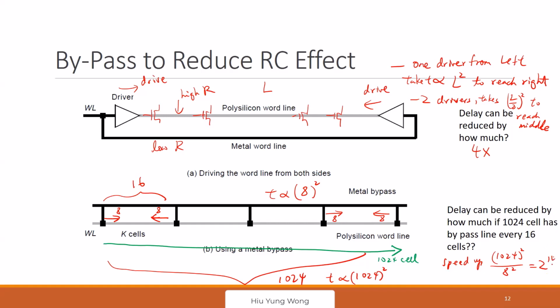Of course, that exaggerates, but this is reality, right? You just see that if you have DRAM with 1024 cells and you try to rely on the poly to drive everything, it takes a very long time to drive. Then your speed is very slow, okay? So this is a technique to reduce the RC effect. Any questions?